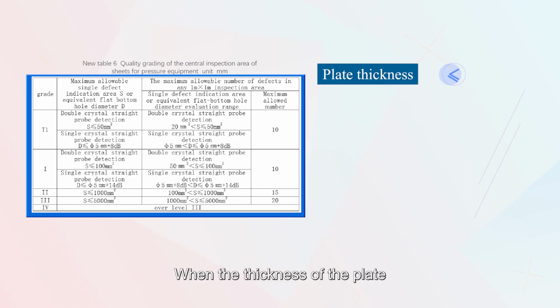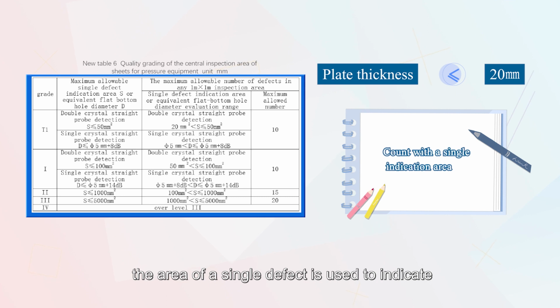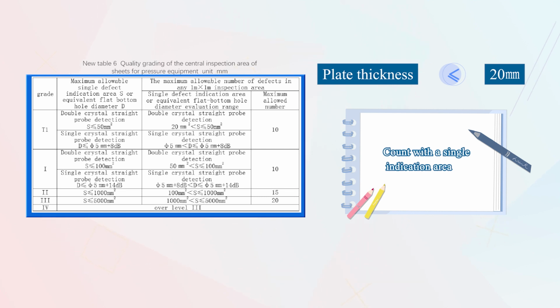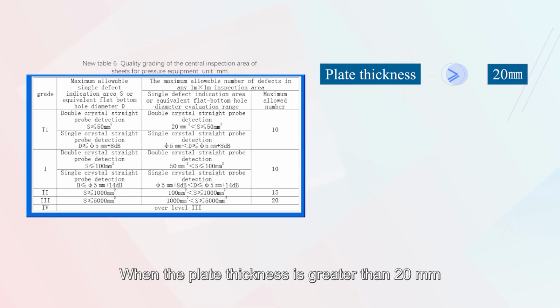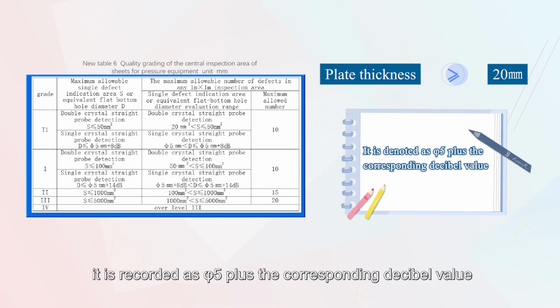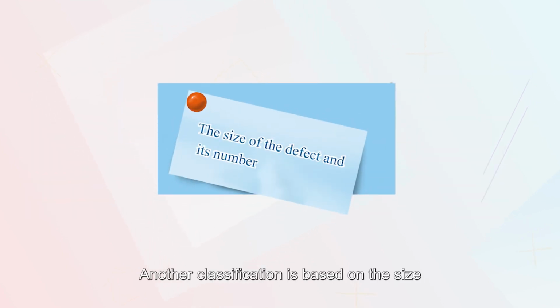When the thickness of the plate is less than or equal to 20 mm, the area of a single defect is used to indicate the area. The indicated area here refers to the defect area measured according to the detection method specified in the standard. When the plate thickness is greater than 20 mm, it is recorded as 5 plus the corresponding decibel value. Another classification is based on the size and the number of defects within a square meter area.